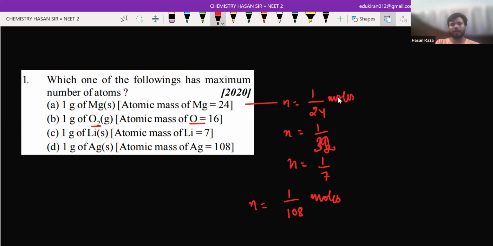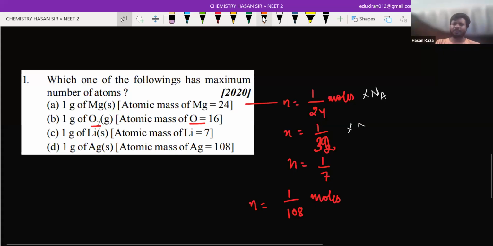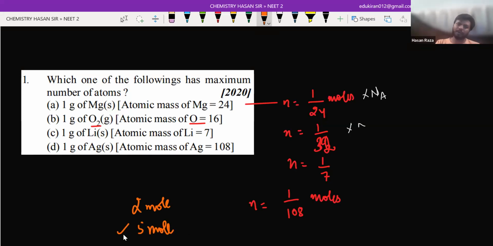Now, if you want to calculate the maximum number of atoms, you have to multiply it by Na. So the one which will have the maximum number of moles will have the maximum number of atoms. It's very simple. If I give you 2 mole and 5 mole, which one will have the maximum number of atoms? This one, because 1 mole is equal to Na, 2 mole is 2 into Na, 5 mole is 5 into Na. So the answer will be C. Very good. Aisha, got it? Yes, sir.